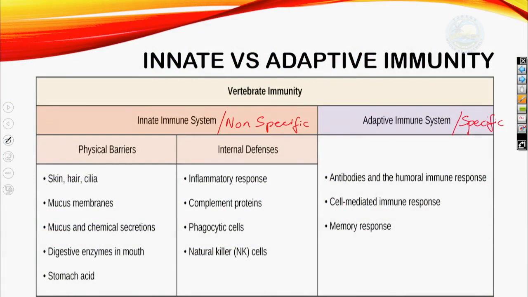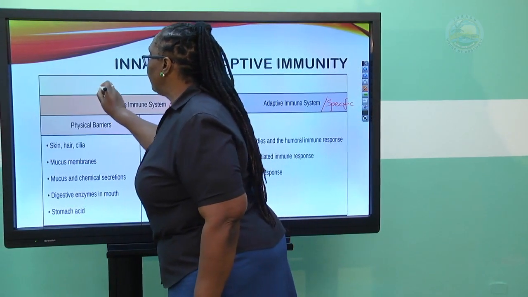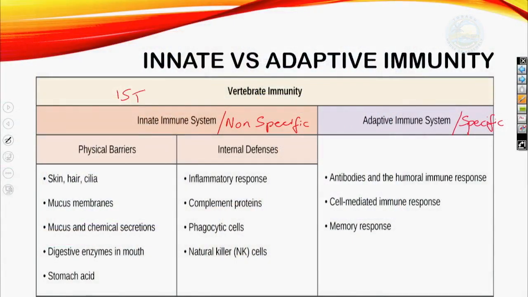So these two systems, they work together to protect us. You will hear persons say, this here is your first line of defense. So this part here is said to be your first line of defense.